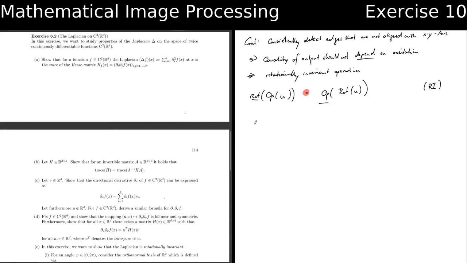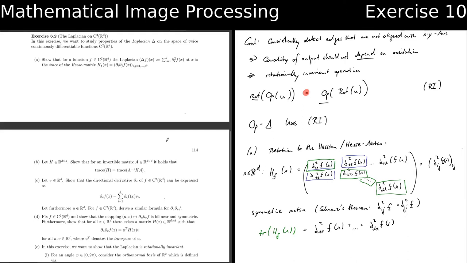In the following, we want to show that taking the Laplacian as this operation, we have the property of rotational invariance. To this end, we will first prove a lot of single results and then glue them together for the rotational invariance. In part A, we want to prove a relation of the Laplacian with the Hesse matrix or the Hessian. Namely, that the Laplacian is nothing else than the trace of the Hesse matrix.